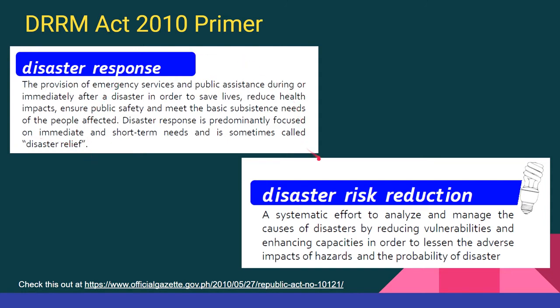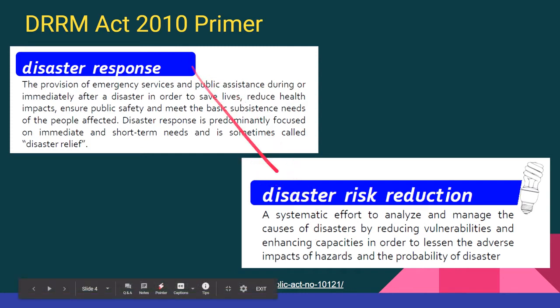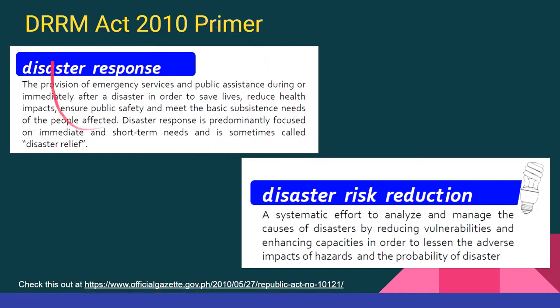On the other hand, disaster risk reduction refers to the systematic effort to analyze and manage the causes of disasters, again by reducing vulnerabilities and, if you still remember, exposure of the citizens, and enhancing capacities in order to lessen the adverse impacts of hazards and the probability of disaster. I hope now at this point these two are quite clear to you already. So disaster response is the action taken after the disaster.